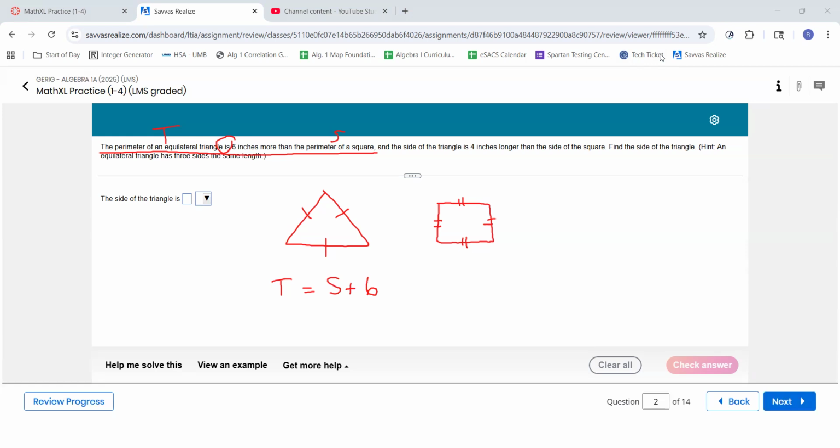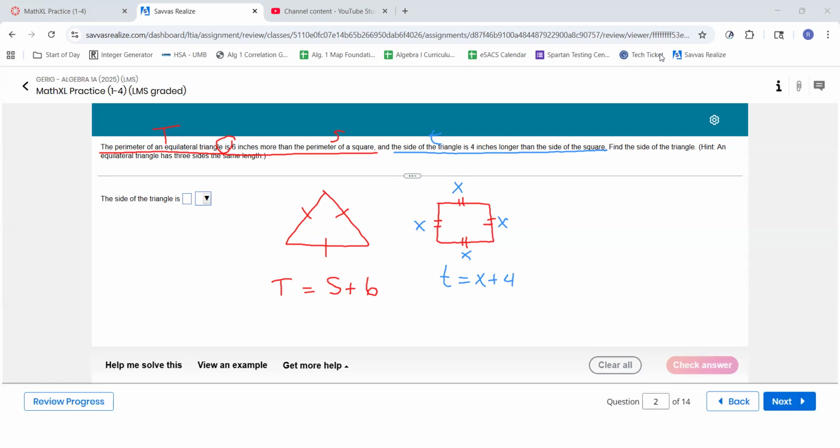Now I'm going to look at the next part of the sentence there. The side of the triangle is, so first of all, the side of the triangle is different than the perimeter of the triangle. So the side of the triangle, I'm going to call little t. The side of the triangle equals 4 longer than the side of the square. I'll call the side of the square x. So x plus 4. So what I'm saying here is if the side of the square is x, isn't every side x?